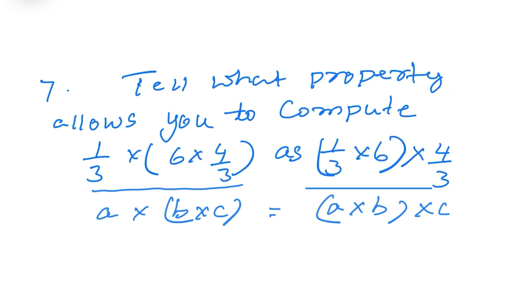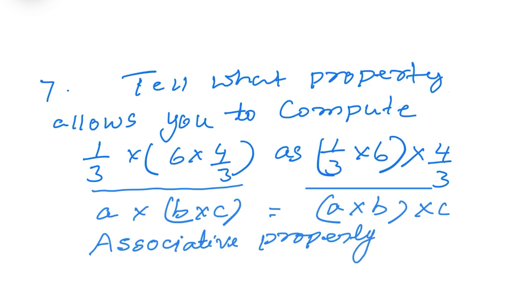You can see that these two are equal by one property. What is that property? Associative law under multiplication. The operation is multiplication. So you can call it associative law under multiplication, or you can say associative property under multiplication. This one you have to mention.